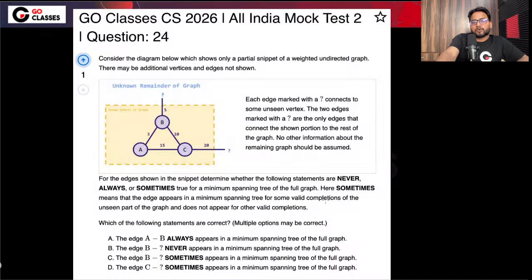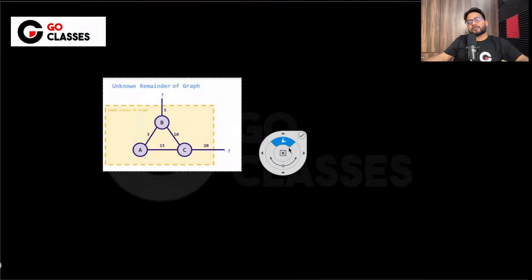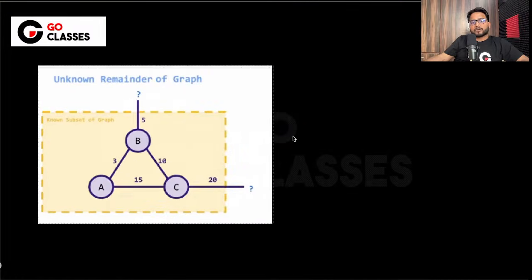Now let's move to the next question. This question was related to minimum spanning tree, and it was one of my favorite questions. It was not tough, to be honest. It was just interesting, I can say. So let's solve this question. This was based on two properties. One is called the cut property, another one is called the cycle property.